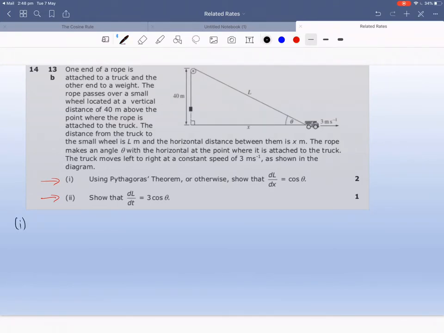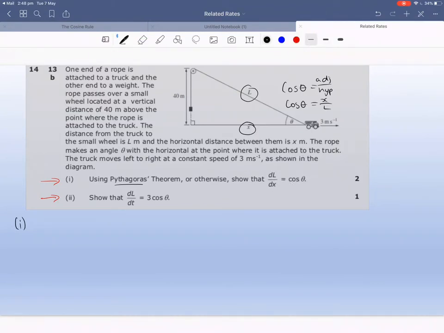Okay, 1. Use Pythagoras' theorem or otherwise to show dL/dx equals cos theta. Now, just to start off with, I'm going to write cos theta equals adjacent over hypotenuse, and in this case, cos theta, the adjacent is x and the hypotenuse is L, so I'm going to go x over L. All right. I feel like that's going to be important.